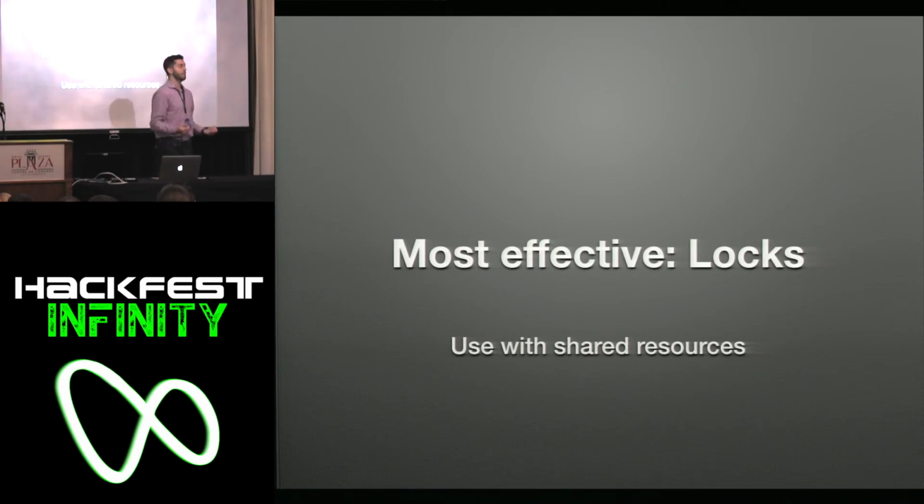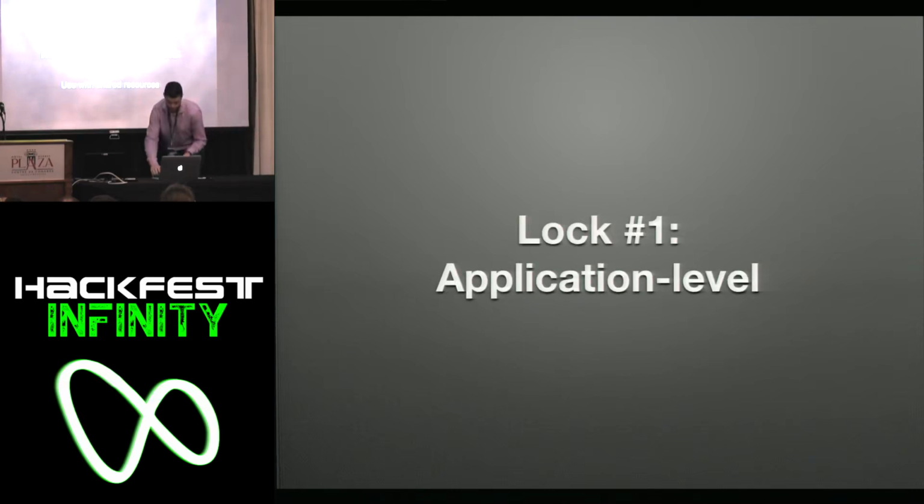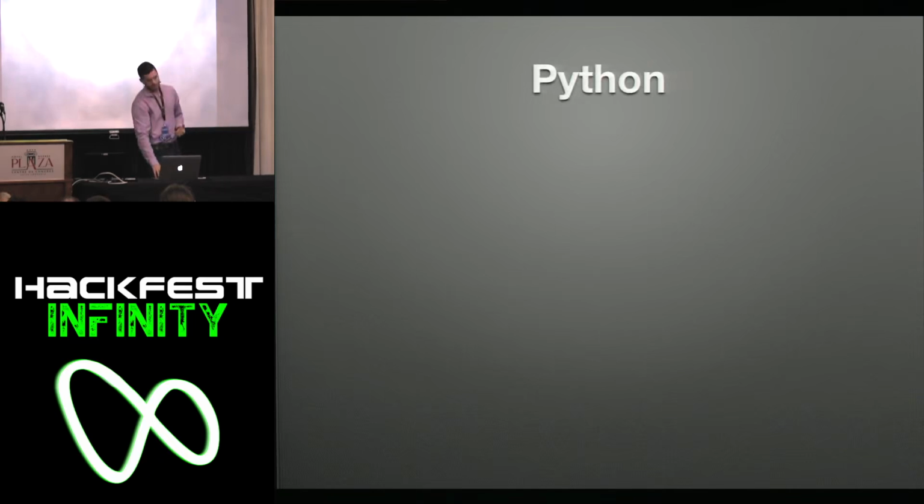The most effective way to prevent race conditions is locks. So the concept of a lock is locking a resource while you're using it, so nothing else can access that resource at the same time. It's great. First way you can do that is at the application level. So looking at Python, I'm going to go through a couple different languages, but basically, your programming language should support a way of locking resources while you're using them, so other processes can't access that resource.